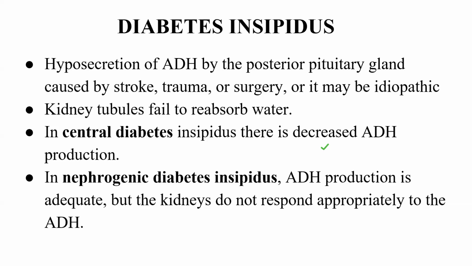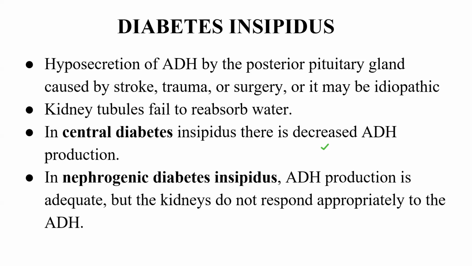Okay, so our next topic is diabetes insipidus. This is just a hyposecretion of antidiuretic hormone, that's ADH, by the posterior pituitary gland. We've discussed the anterior pituitary gland, and now we're talking about the posterior pituitary gland. It is caused by either stroke, trauma, surgery, or idiopathic. That means the cause is unknown, that you cannot pinpoint what is causing it.